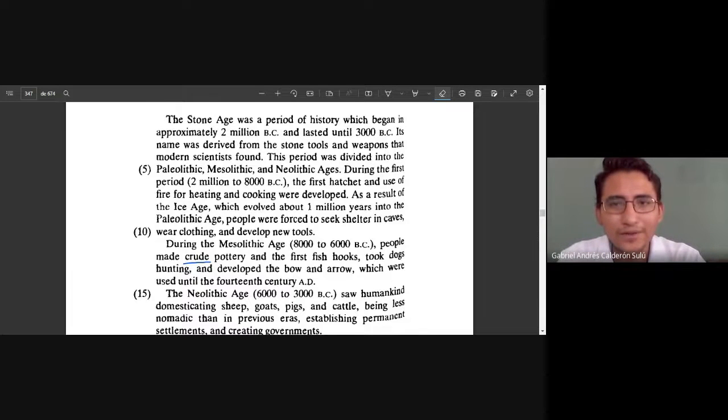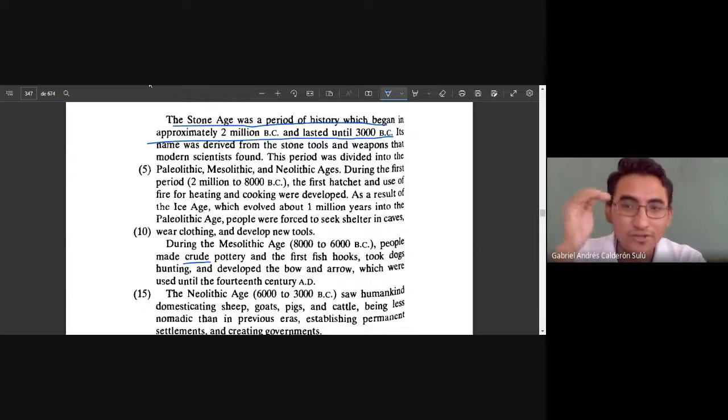Well done. This question is a what's-the-topic-of-the-paragraph question. When you want to know what's the topic, you don't need to read all the text. You can use the following technique. First, read the first line of the paragraph. The Stone Age was a period of history which began in approximately 2 million before Christ and lasted until 3000 before Christ. That's it. You read only the first line, and with this, you can know what's the main idea.